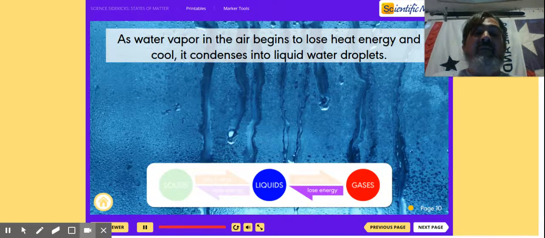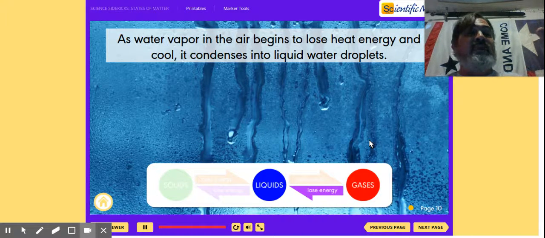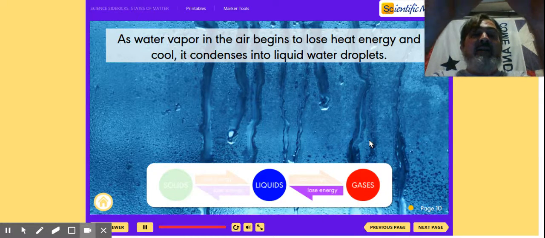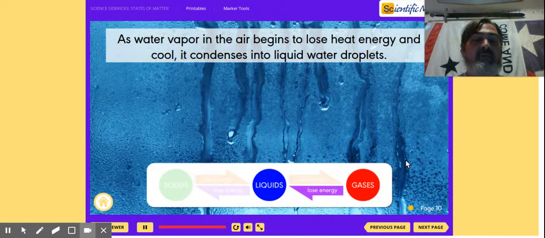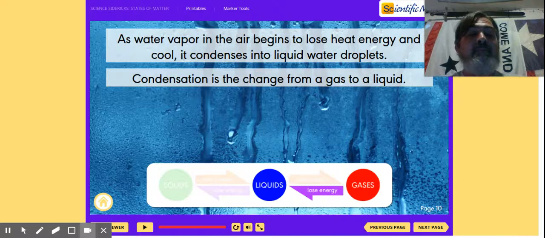Okay, as water vapor in the air begins to lose heat energy and cool, it condenses into liquid water droplets. So, if you have a gas and that gas cools down enough, it's going to turn back into a liquid. And that's what happens on the side of a cold drink. The water vapor in the air around it cools down and becomes a liquid. Condensation is a change from gas back to a liquid.